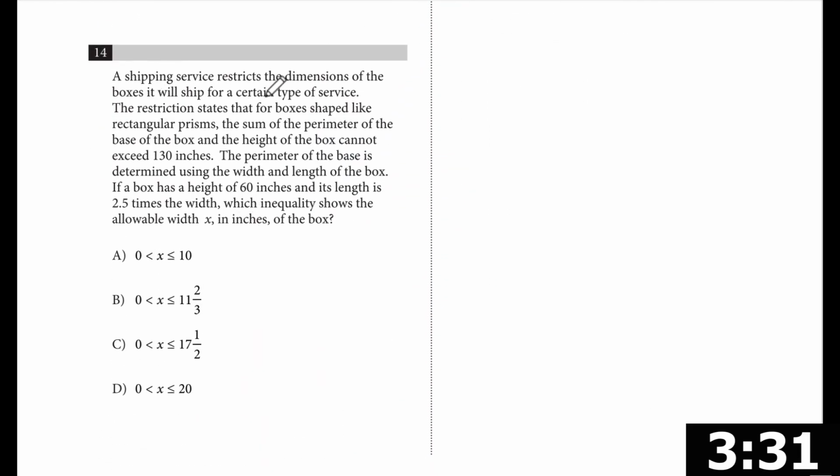Now we have a shipping service that restricts the dimensions of the boxes it will ship for a certain type of service. The restriction states that the sum of the perimeter of the base of the box and the height of the box cannot exceed 130 inches. So can't exceed 130 inches. The perimeter of the base is determined using the width and the length of the box. If a box has a height of 60 inches and its length is 2.5 times the width.